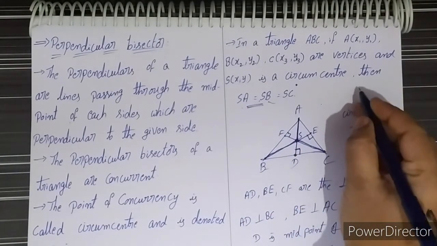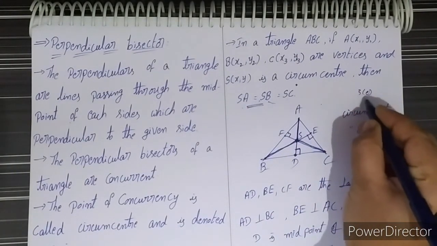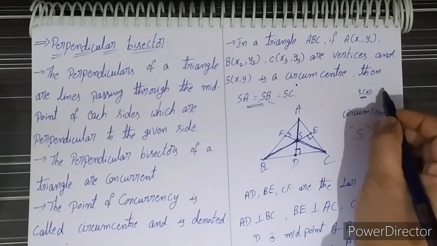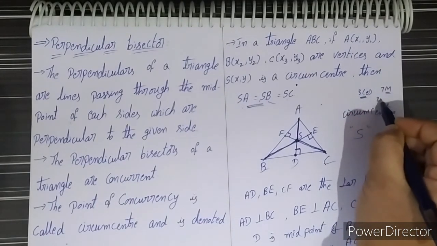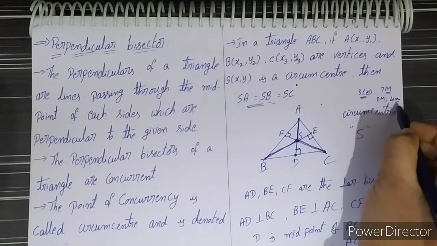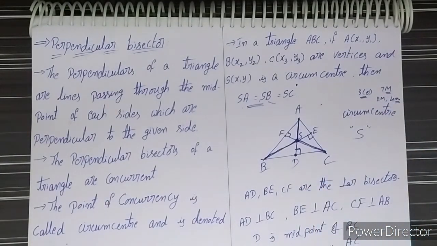In the next exercise 3E, we have most important 7 marks, 2 marks and 4 marks problems. These are very important for the IPE exams.